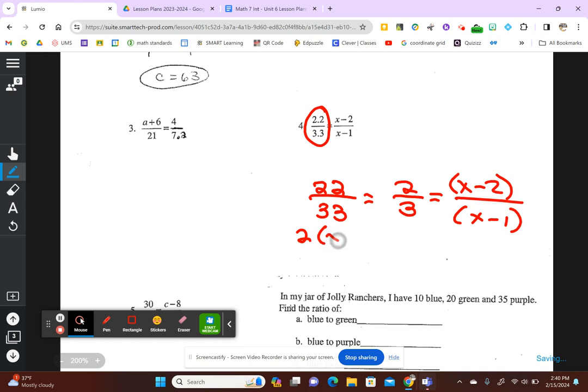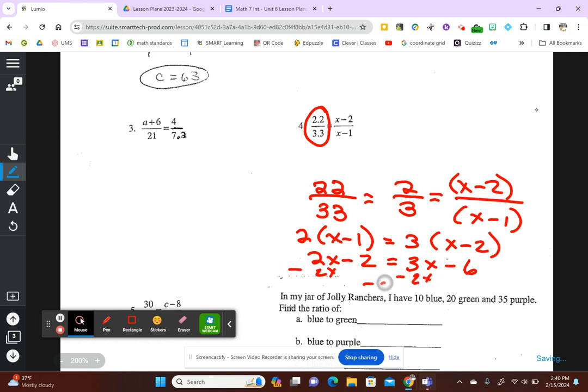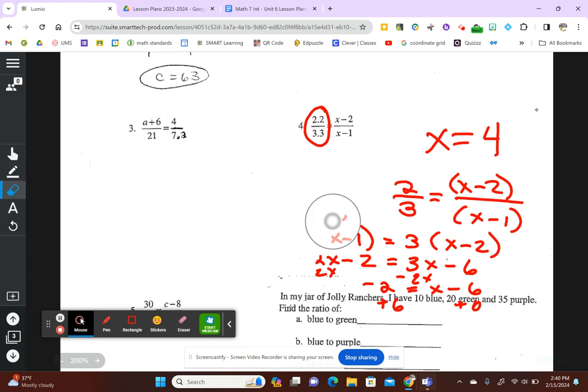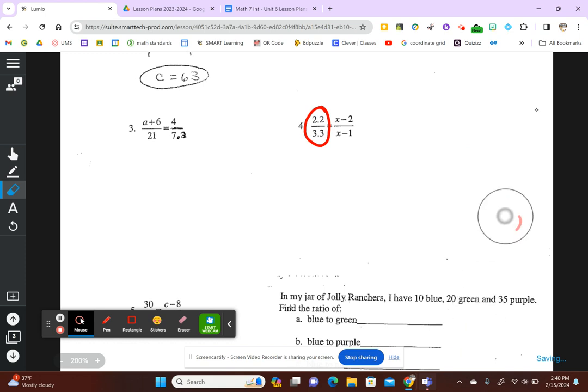So 2 parentheses x minus 1 equals 3 parentheses x minus 2. 2x minus 2 equals 3x minus 6. And I subtract 2x from both sides. And I get negative 2 equals x minus 6. And I add 6 to both sides, and I get an answer of x equals 4. Okay, so the answer is x equals 4. And it was made so much easier by simplifying first. So whenever you can simplify, you should.